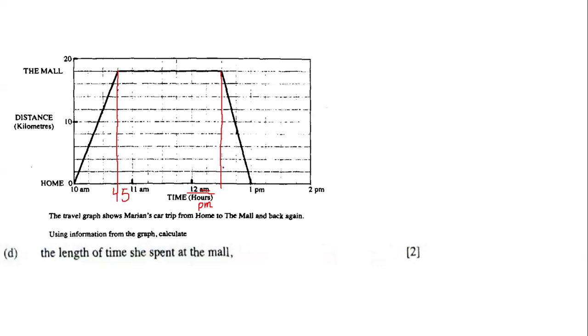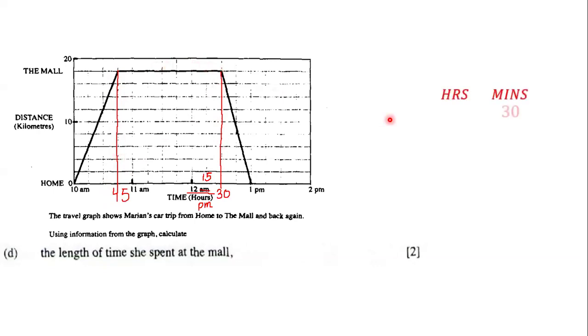So this right here is 12 p.m. This right here is going to be 12:15, right? And this right here is 12:30. So that means that she arrived at the mall at 10:45, but she left the mall at 12:30. All right. And so we have to find the length of time that she spent at the mall.